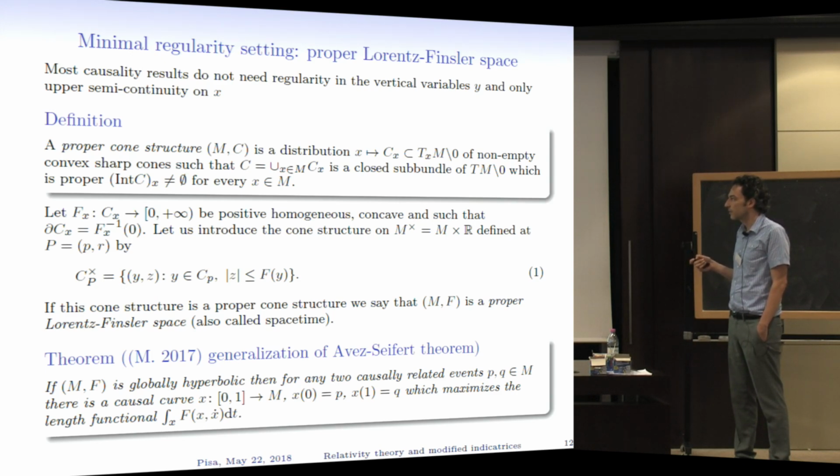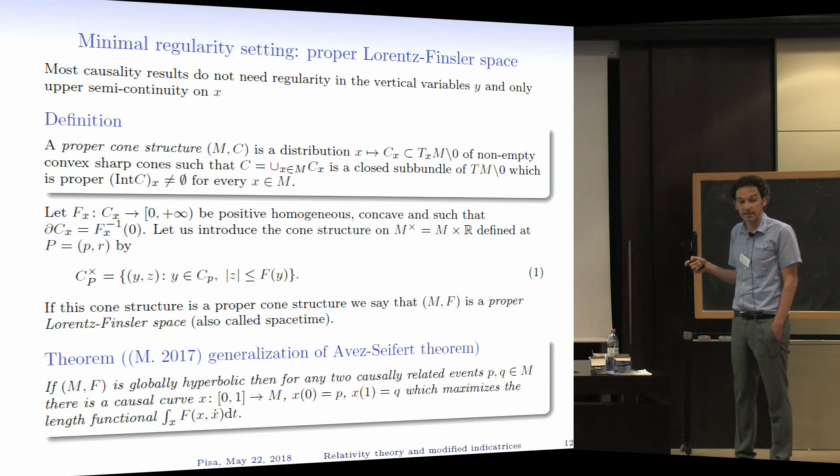First, you define a proper cone structure as a distribution of non-empty convex sharp cones, such that if you consider the cone bundle formed by them, then this is a closed subbundle, which is proper in the sense that the interior of the bundle intersected with the fiber of every point is different from 0. This is the kind of structure that also Stefan Suhr worked on.